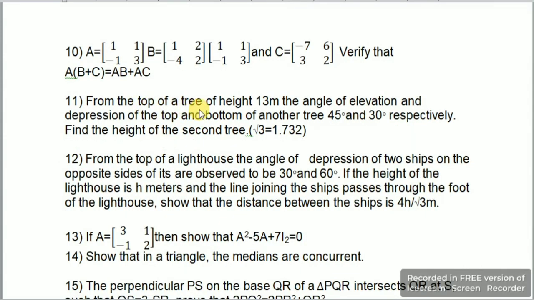11th, from the top of a tree of height 13 meters, the angles of elevation and depression of the top and bottom of another tree are 45 degrees and 30 degrees respectively. Find the height of the second tree.